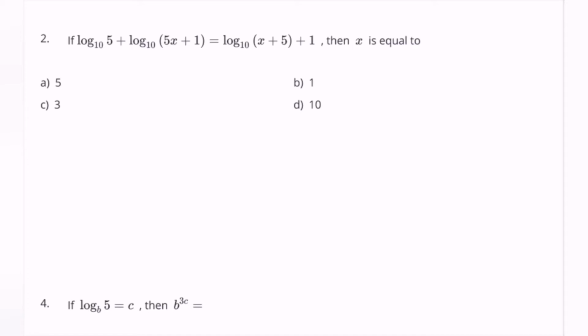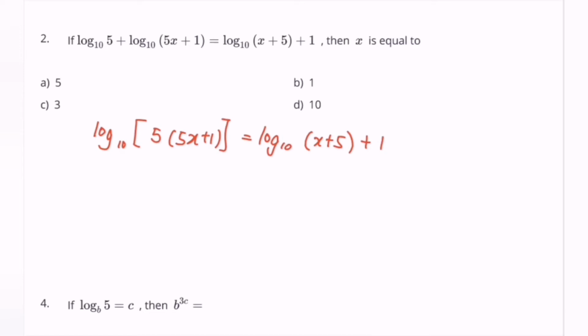Next, kindly refer to question number 2. Given log base 10 of 5 plus log base 10 of 5x plus 1, which equals the right hand side, log base 10 of x plus 5 plus 1. Then x is equal to? So kindly find the value of x. Referring to the left hand side, we are going to use the logarithmic addition identity, where we will have log base 10 of the bracket, 5 multiplied by 5x plus 1. Next, focus on the right hand side, where we have log base 10 of the bracket x plus 5, plus 1.